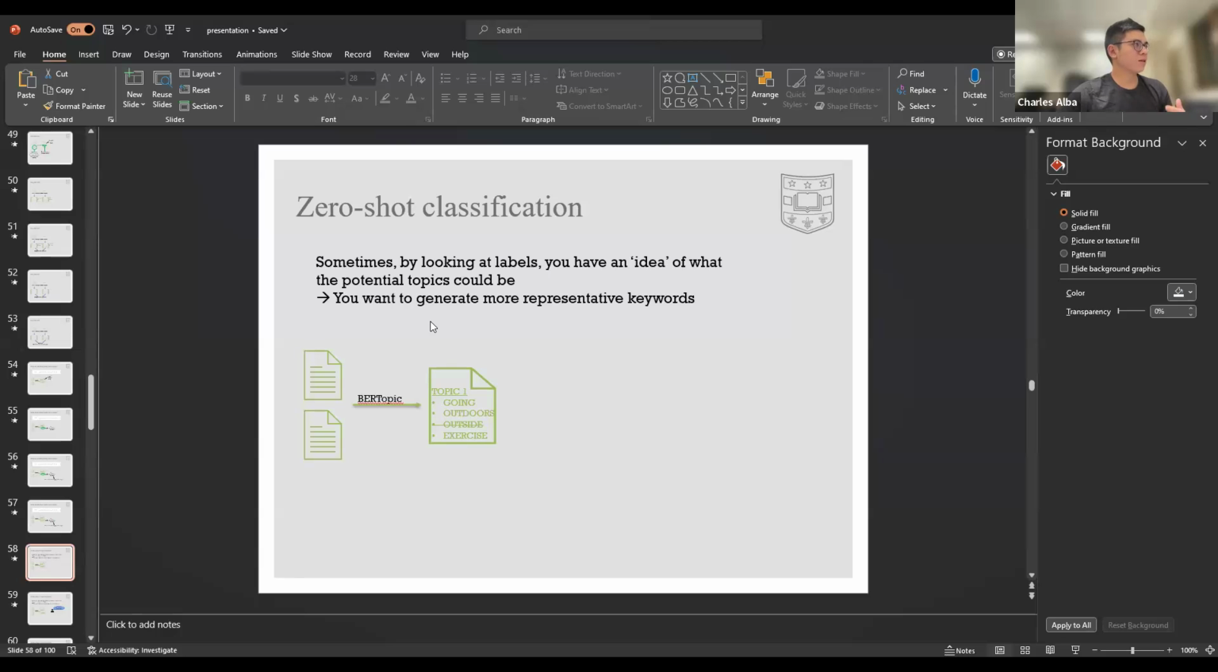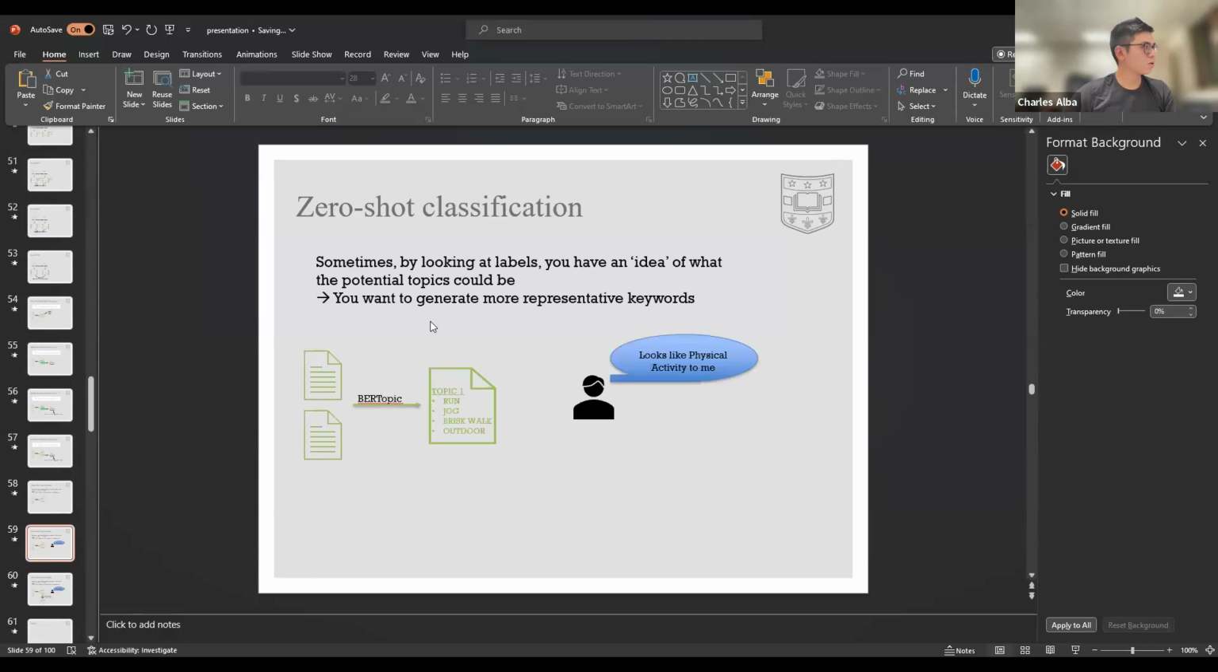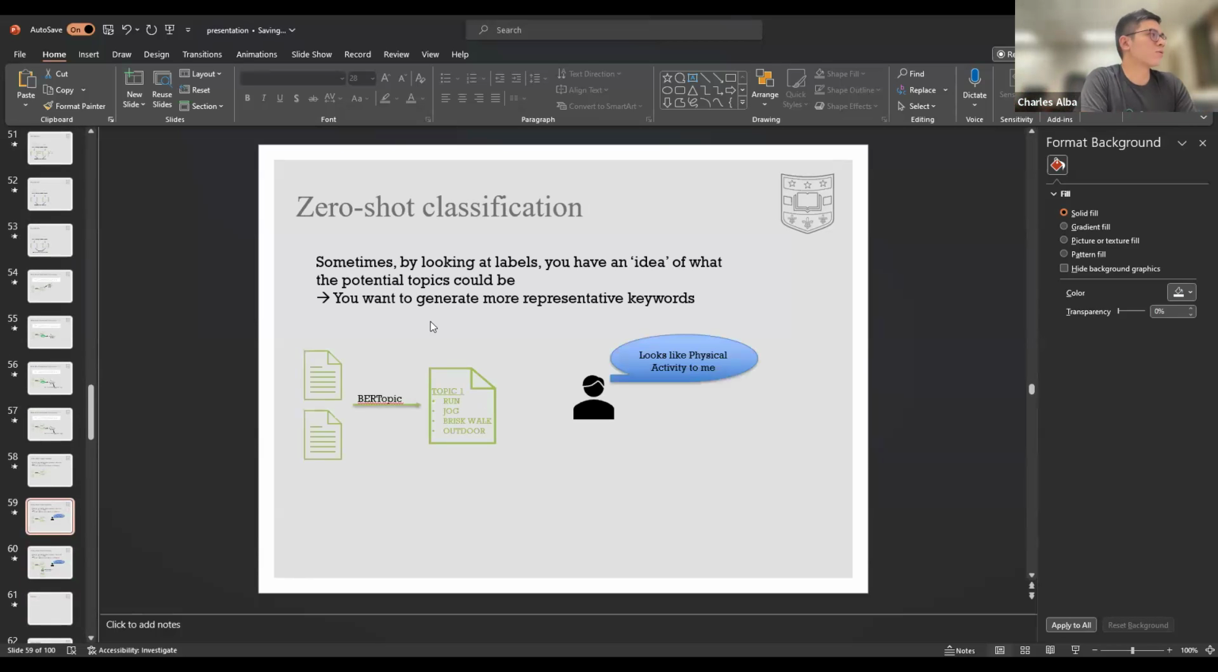And there's also zero-shot classification. The problem with zero-shot classification is that you need to have an idea of what your topics are already representing. So let me just go through that, okay? Sometimes when you look at the labels, you may have an idea of what the topic is like. For example, this is physical activity, and the words are not very helpful. You want to generate more representative keywords, so you tell the large language model, this looks like physical activity to me.